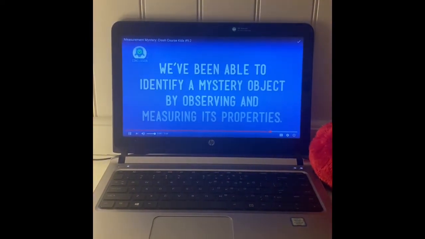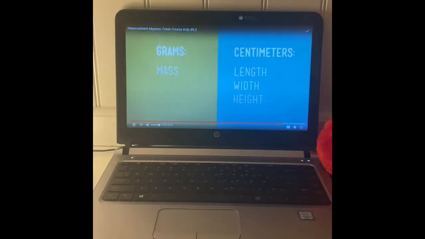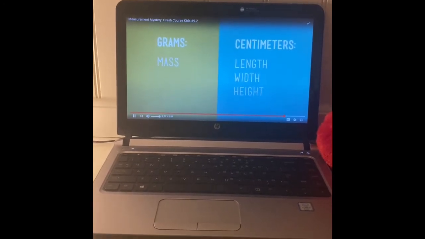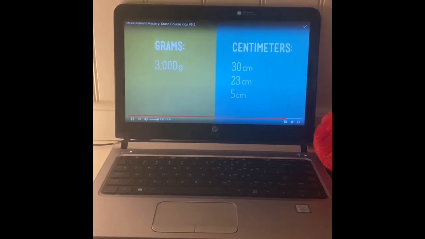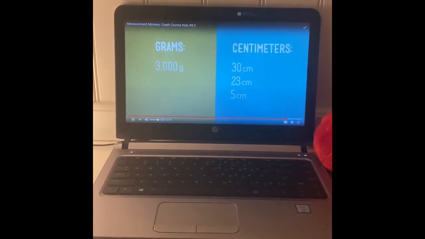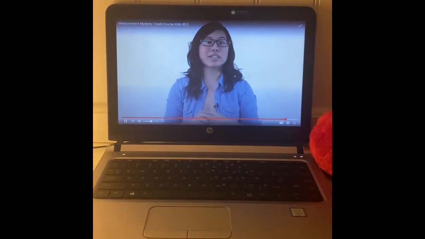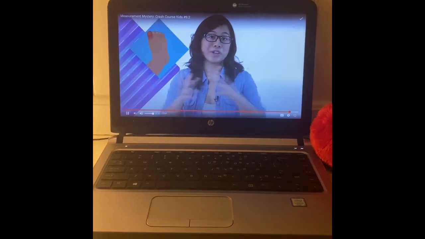So we've been able to identify a mystery object by observing and measuring its properties. We used units in the metric system to put values on properties such as grams for mass and centimeters for length, width, and height. And those numbers gave us enough clues to solve the mystery of what I kicked in the dark. So remember, when it comes to measuring, think metric. And when it comes to identifying objects, take a tip from me. Avoid identifying them with your toe.